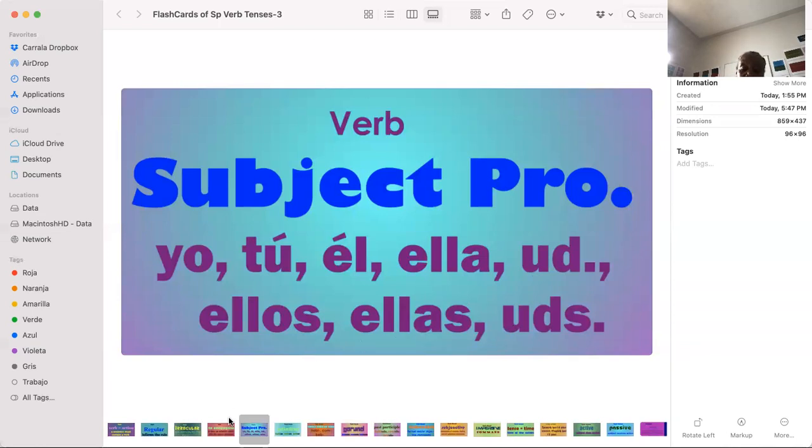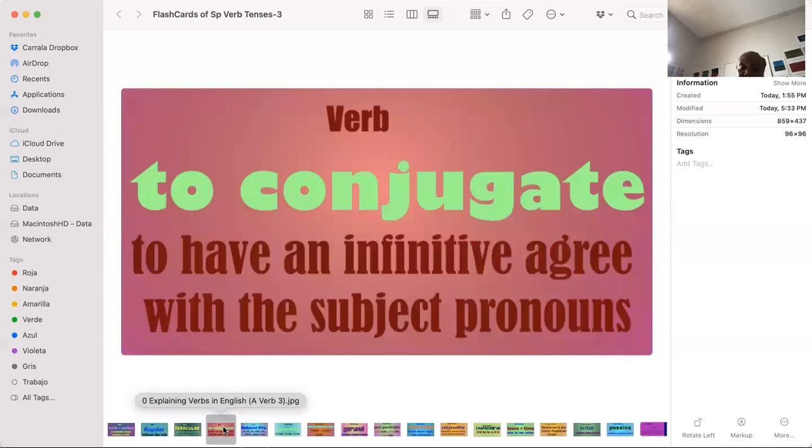That's how you conjugate verbs in Spanish. You remove the AR, ER, IR. Then you put its endings. O, as, a, amos, an. O, es, e, emos, en. O, es, e, imos, en. That is only for the present indicative.